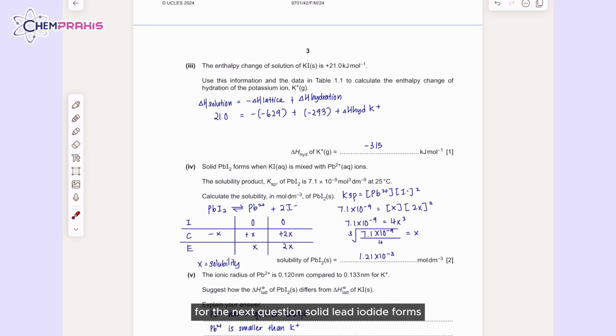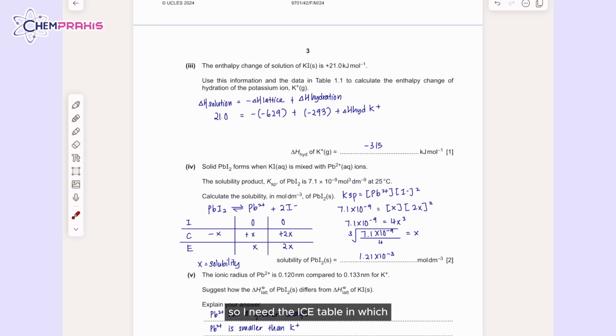For the next question, solid lead iodide forms when potassium iodide is mixed with lead ions. The solubility product is 7.1 times 10 to the power of negative 9 at 25 degrees Celsius. Calculate the solubility of lead iodide.